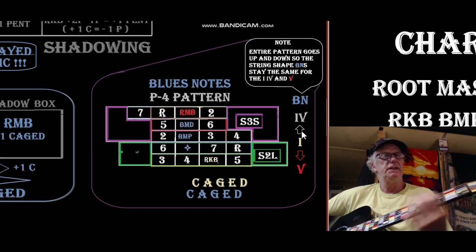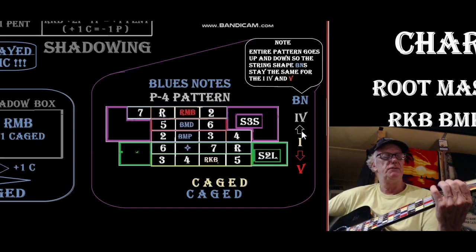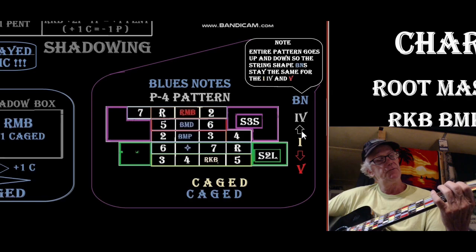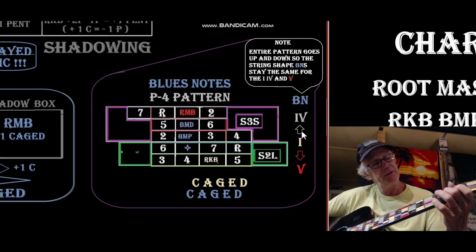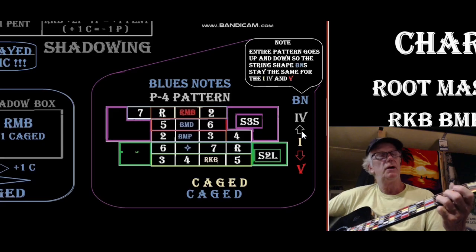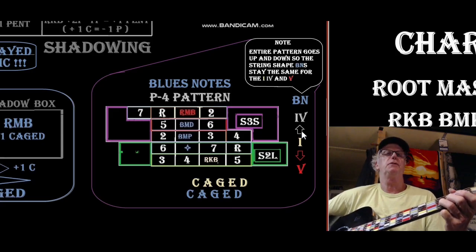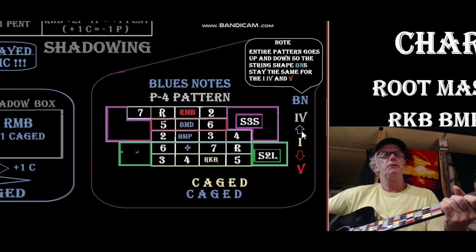String shape for the E shape is root. So it's 7 root 2, 3, 4, 5, 6, 7 root 2, 3, 4. So now it's on the fourth string. It's going from the third string to the fourth string. Okay? Now when we go C to the G, where's the D string shape go?